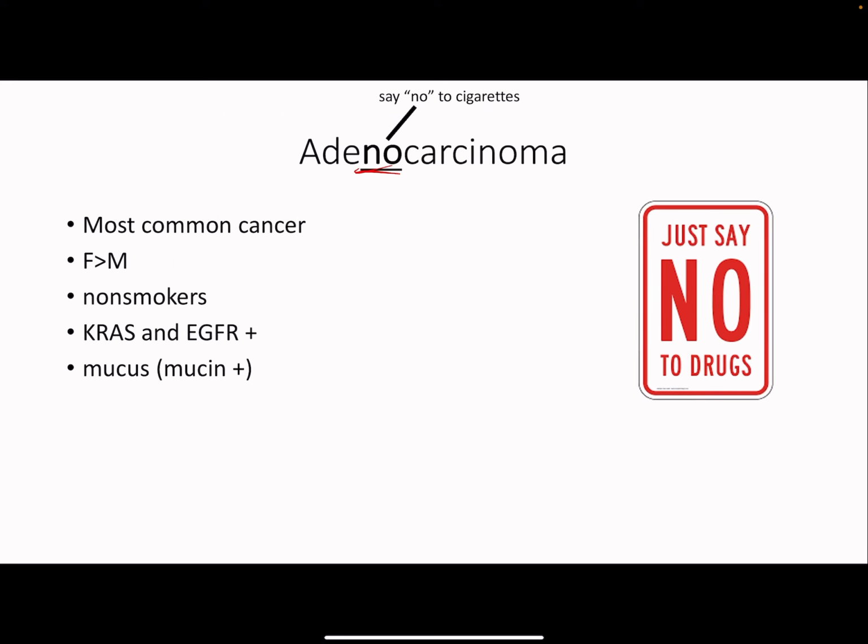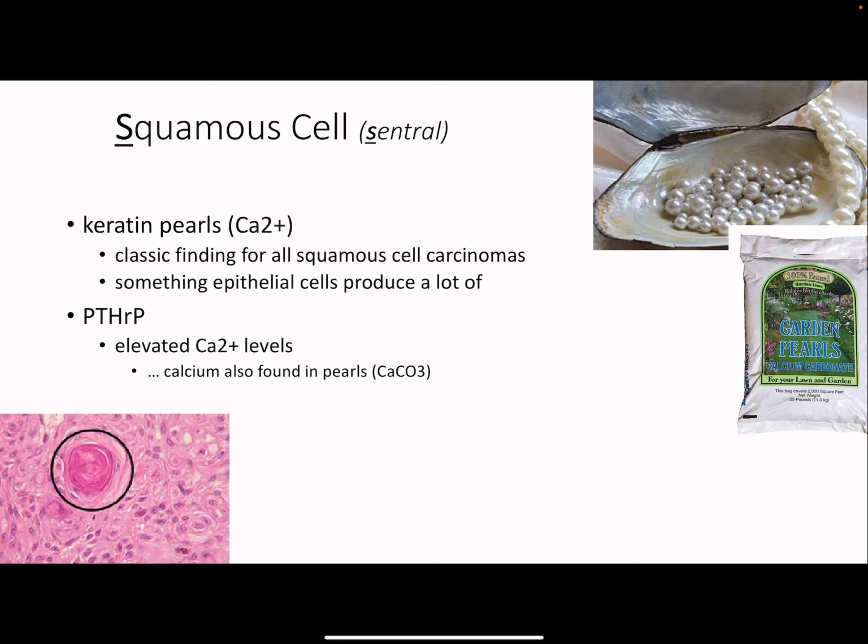Adeno, I just think of saying no to drugs, no to cigarettes. So this is not cigarette associated, not tobacco associated, which is interesting. Also interesting, females more than males. KRAS and epidermal growth factor receptor positive, and produces a lot of mucus, so it's mucin positive. And the adeno is for the gland, and this is mucus glands.